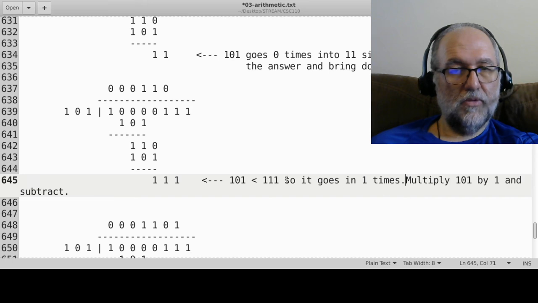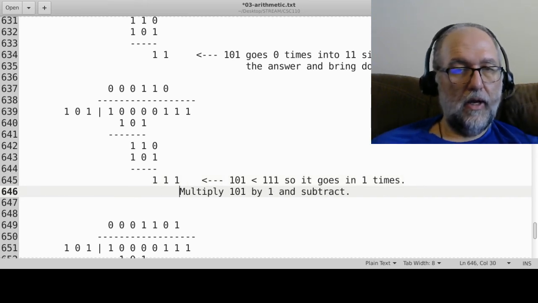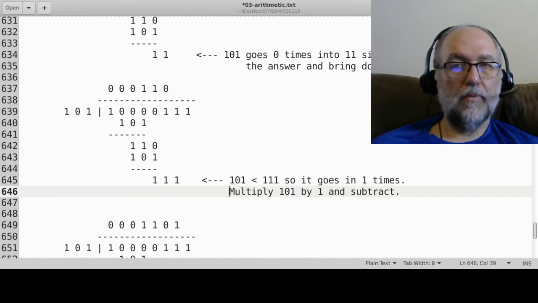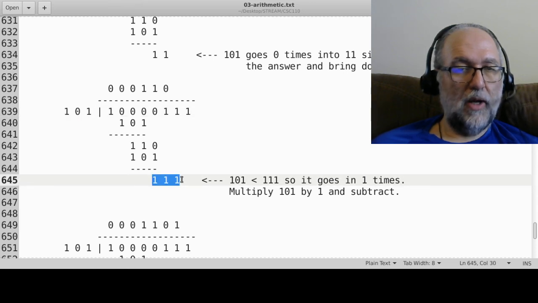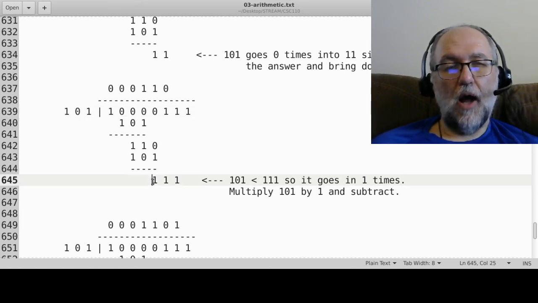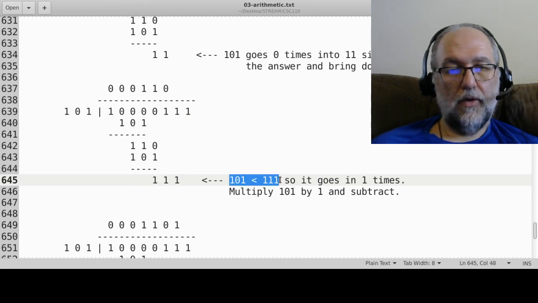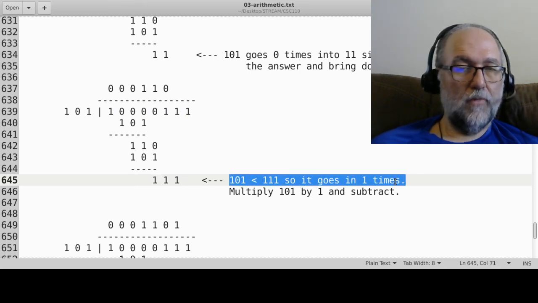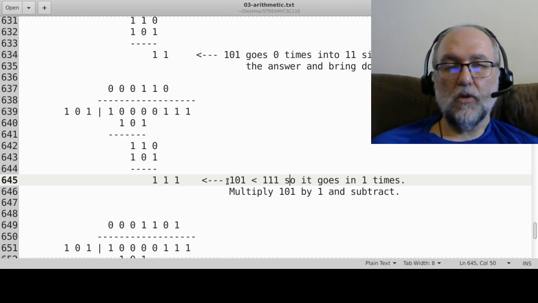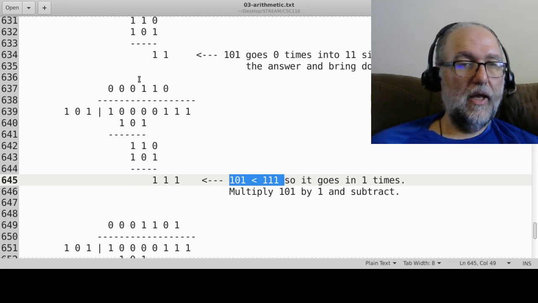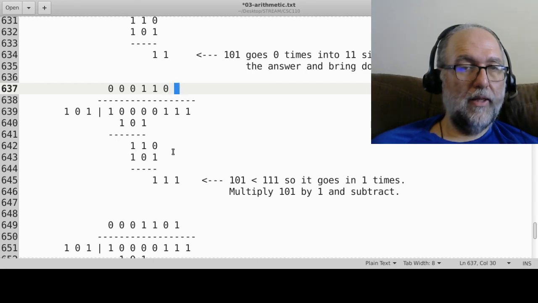Oh, I'm sorry, guys. I got some bad wrap going on here. Let me do this. There we go. That reads a little bit better. Okay, so we brought down that 1, and now you ask the question, how many times does 101 go into 111? Well, 101 is smaller than 111. Okay, there it is. And so it goes in 1 time. Okay, basically that's decimal 5, and that's decimal 7. So is 5 less than 7? Sure enough it is. And so we are going to put a 1 right there.